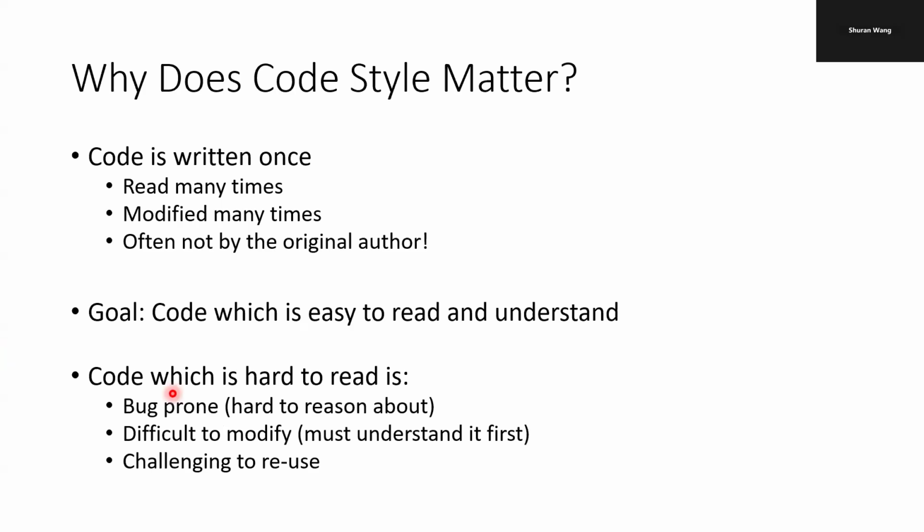So why does code style matter? Your code is written once, read many times, modified many times, often not by the original author. And even if it is by the original author, you won't necessarily remember why you did this. So the goal is to write code which is easy to read and understand, to mainly avoid bugs and avoid the difficulty to modify and the challenges in reusing.